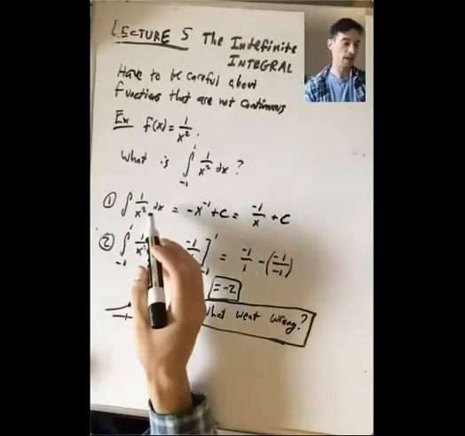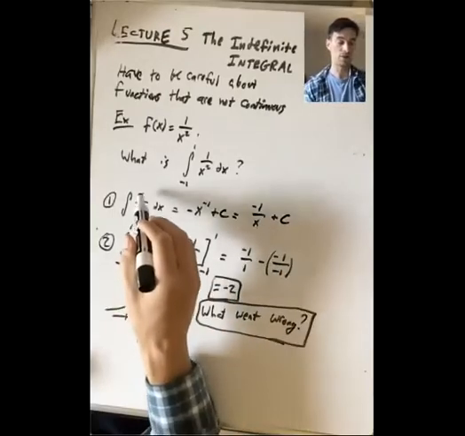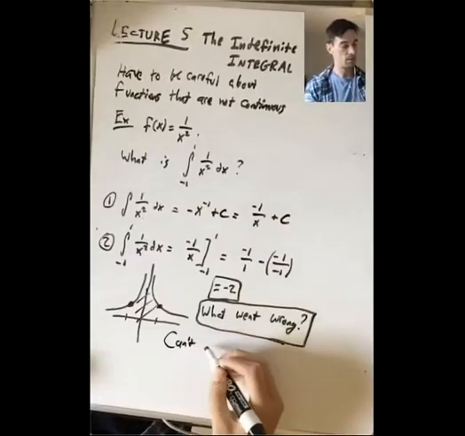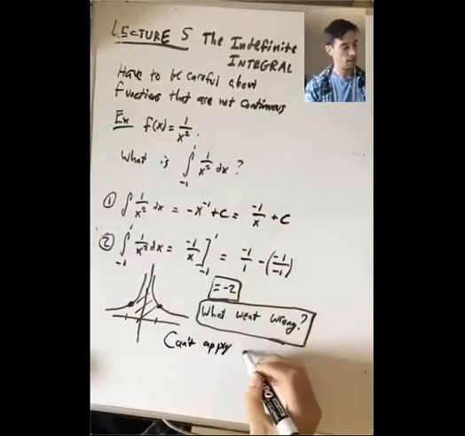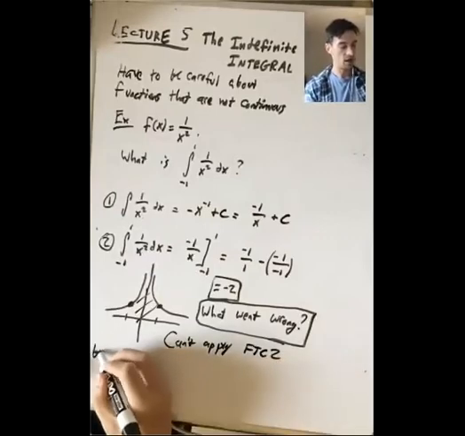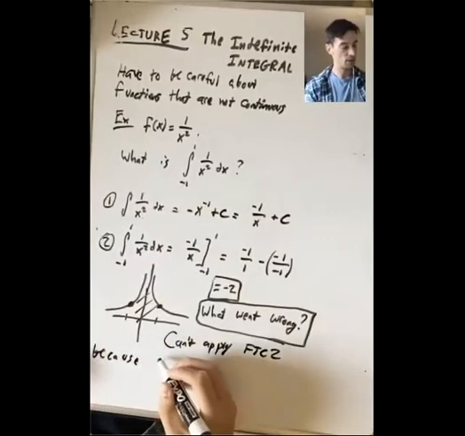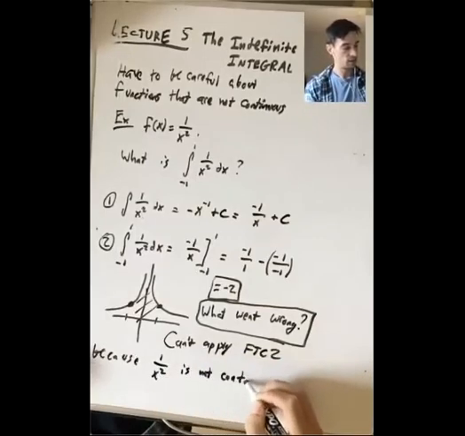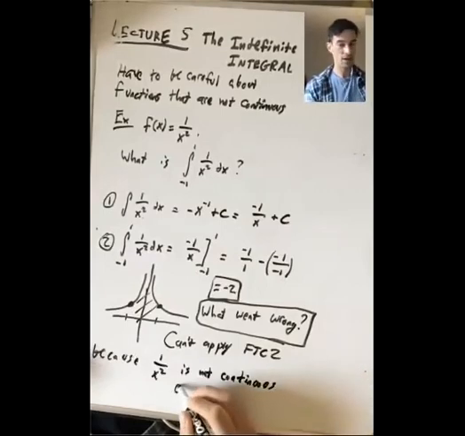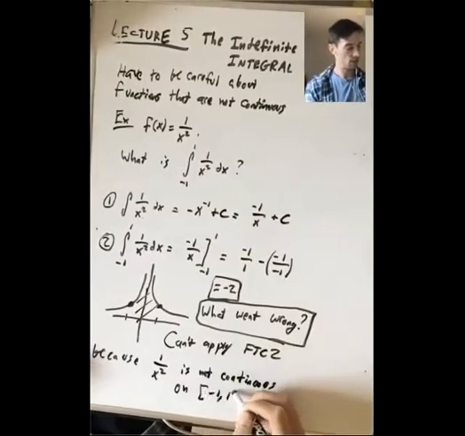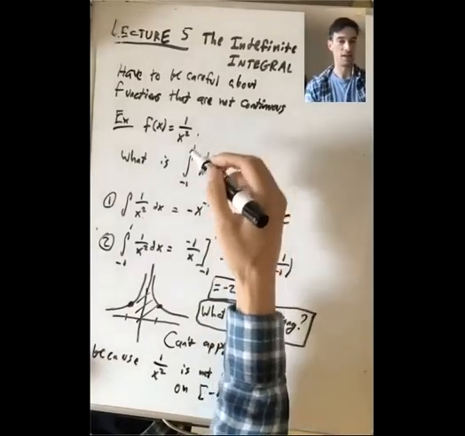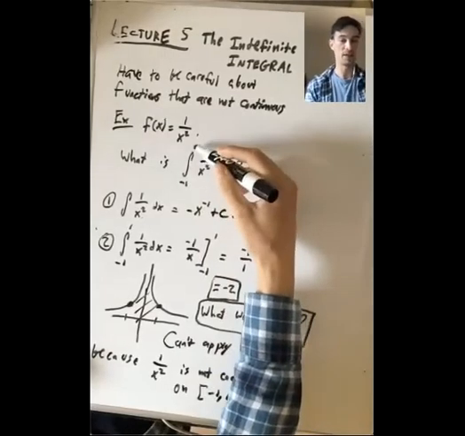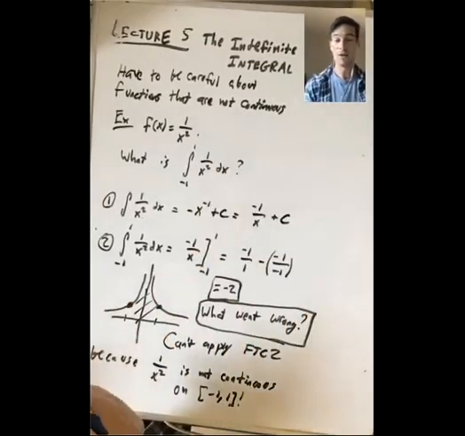I mean, it's true that -1 over x is a function whose derivative is 1 over x squared wherever it's defined. But what went wrong is we can't apply FTC2 because the function 1 over x squared is not continuous on the interval from -1 to 1 that's given here. So what is the definite integral from -1 to 1 of 1 over x squared dx? For now, we just don't know.